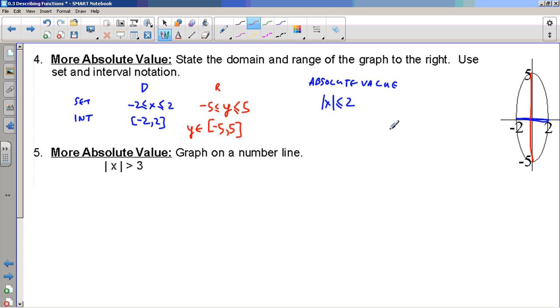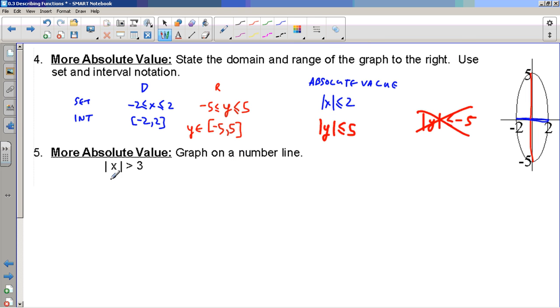But it's all the y values whose bigness is less than 5, right? Y values whose bigness is less than 5. Notice that it would be incorrect to say bigness is less than -5 because the bigness of a number is never going to be negative. So that's incorrect. This is correct, and it implies the same thing that we wrote here in red for the range. All right, onwards. More absolute value.